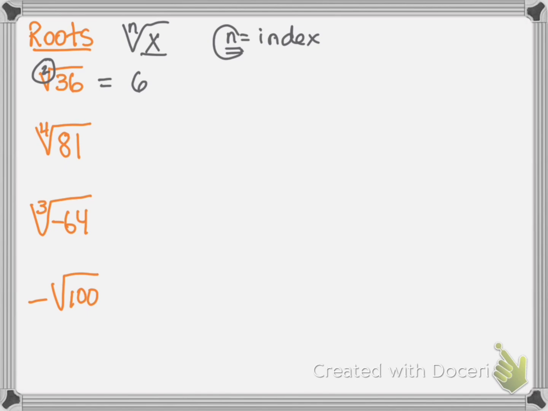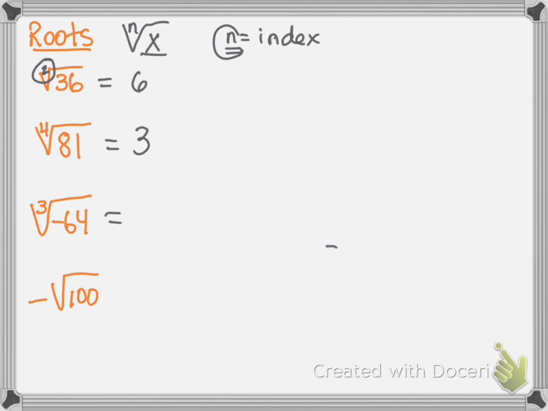Now with the fourth root of 81, what it's asking me is which number multiplied by itself 4 times gives me 81. And the answer is 3. Why? Because 3 times 3 times 3 times 3 gives 81.